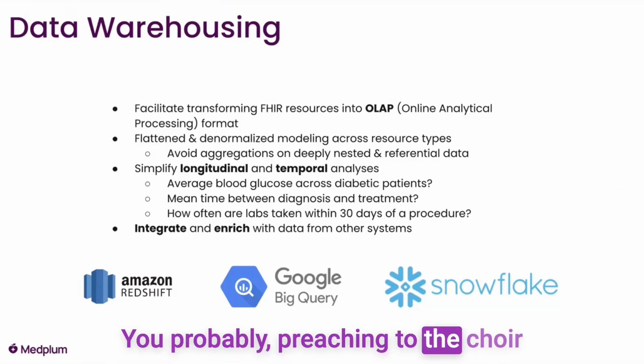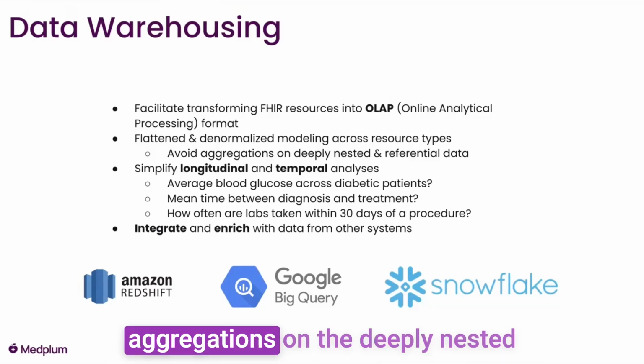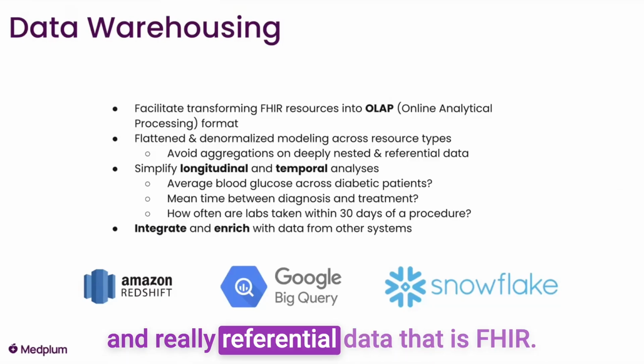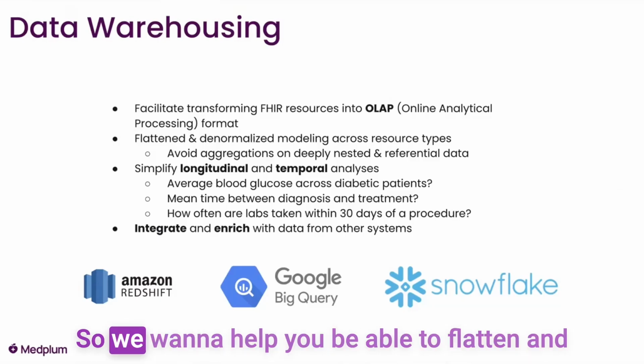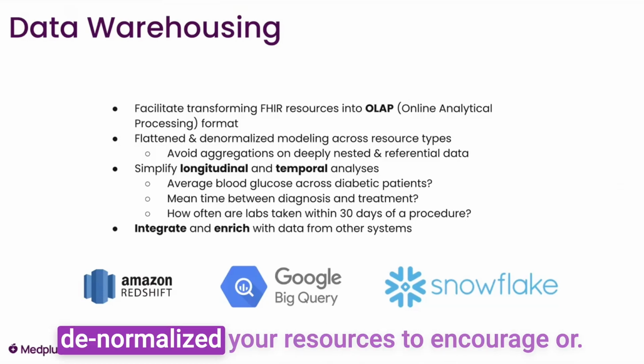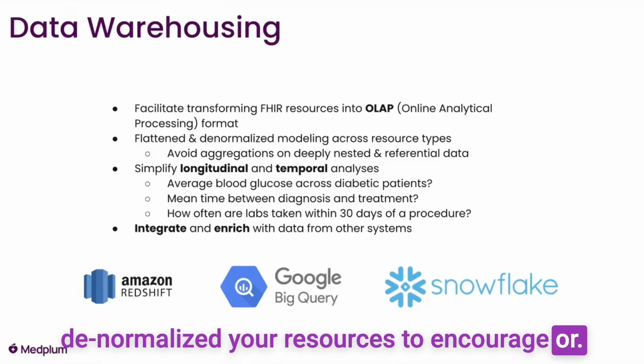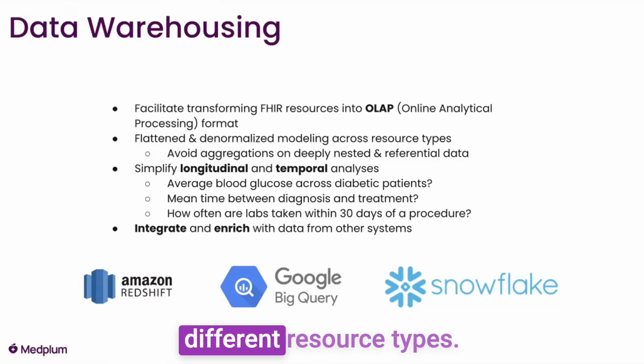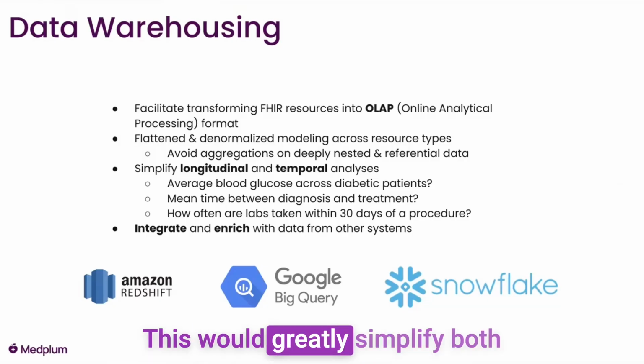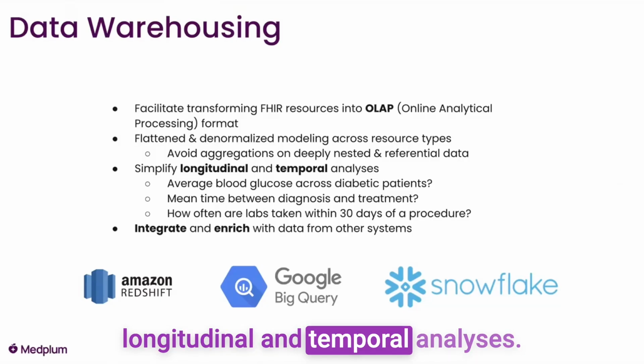You're probably preaching to the choir here that it can be quite difficult to run aggregations on the deeply nested and really referential data that is FHIR. So we want to help you be able to flatten and denormalize your resources to facilitate modeling across different resource types. This would greatly simplify both longitudinal and temporal analyses.